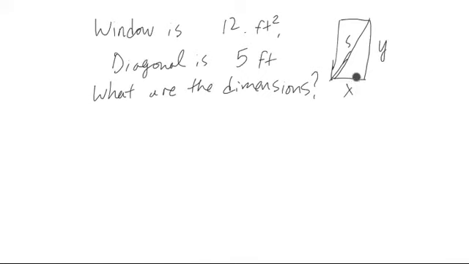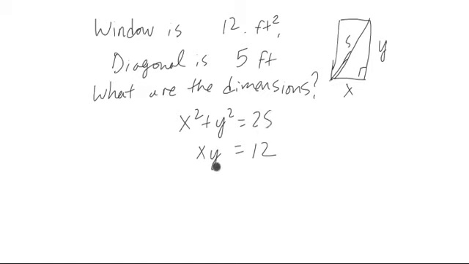Now we need equations. The equations we have may not be linear in this case. We see one here with the Pythagorean theorem: x squared plus y squared is equal to 5 squared. We also see area: x times y is equal to 12. All right, so we're on our way. We have two equations, two unknowns. Let's write this as 25. Okay, and we can go ahead and try to solve this.